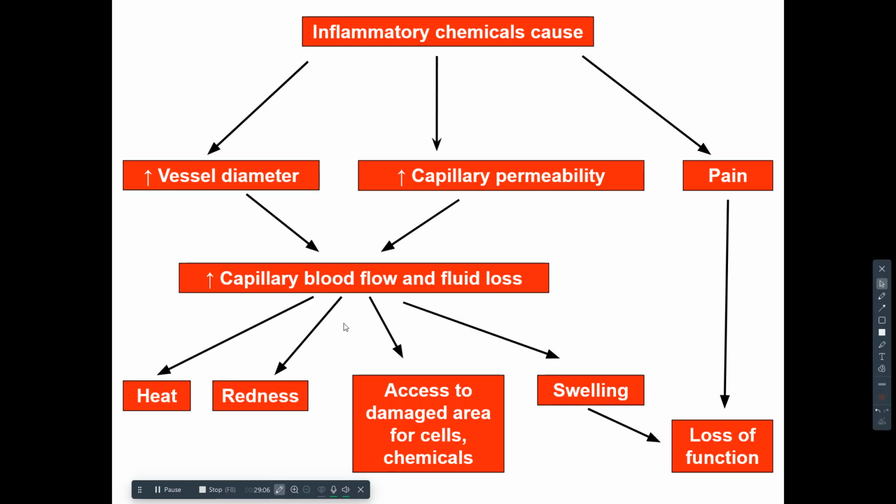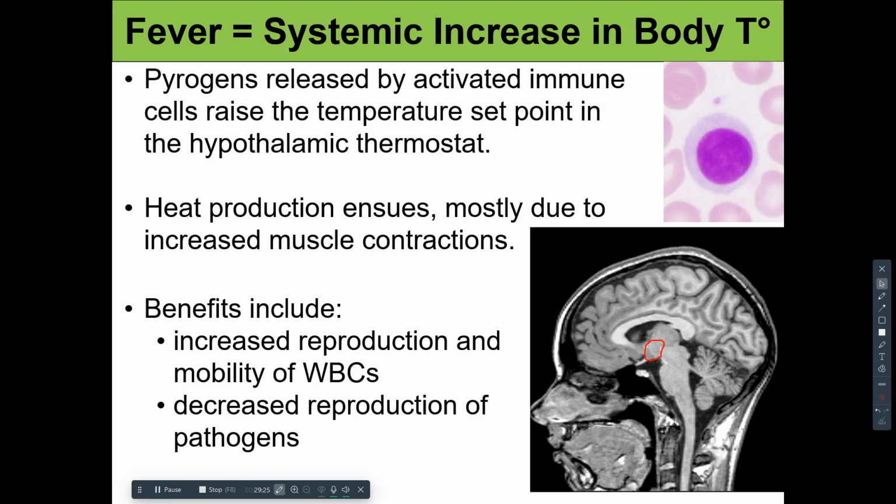And the great thing about the increase in blood flow and the increase in permeability is we get more access to the damaged area for cells that are going to clean up, cells that are going to defend, as well as cells that are going to repair, as well as all the resources that we need to do those things. Okay. So that is our quick run through of inflammation.